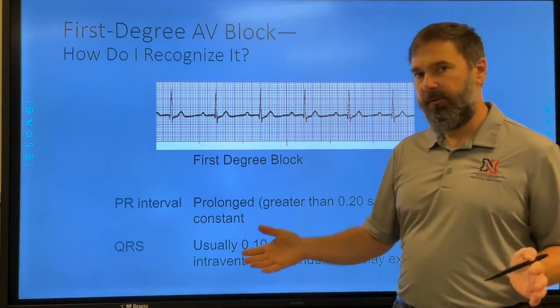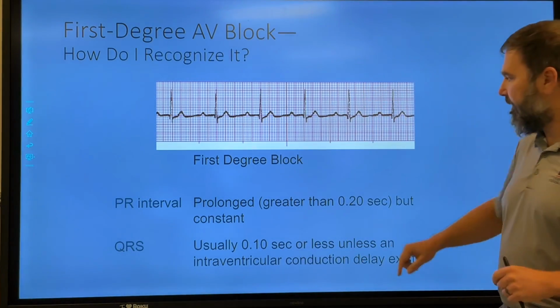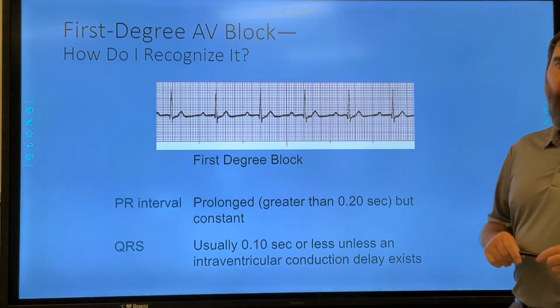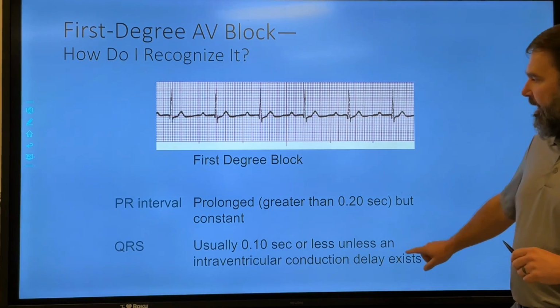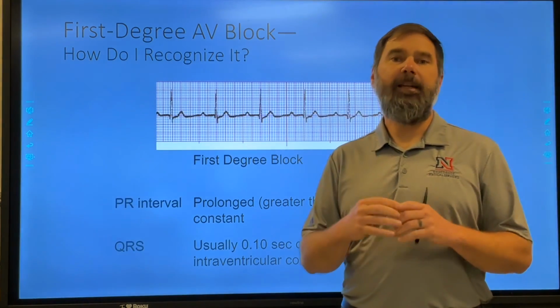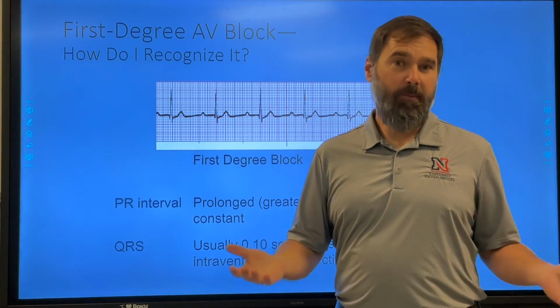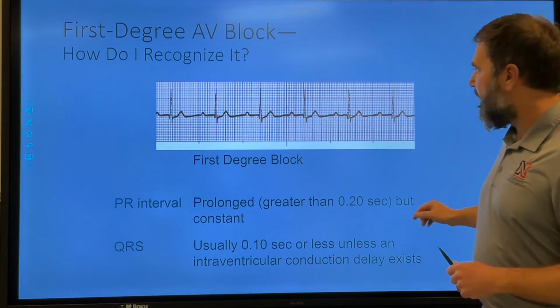There's no change with the QRS complex. But we do see a change in the PRI, or PR interval. This is going to be prolonged, greater than 0.20 seconds. And the QRS is usually within normal limits, 0.10 seconds or less, unless there's an intraventricular conduction delay or a bundle branch block occurring.